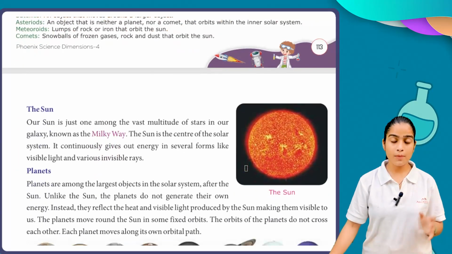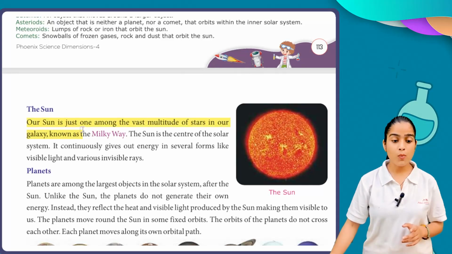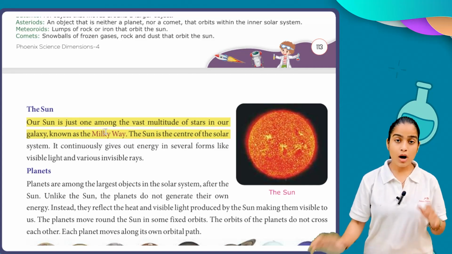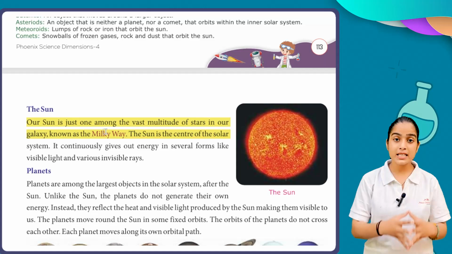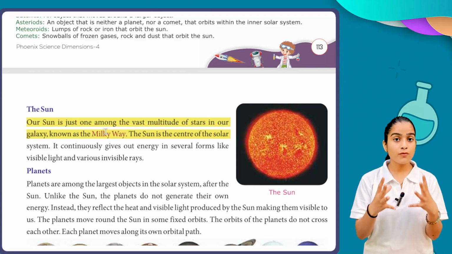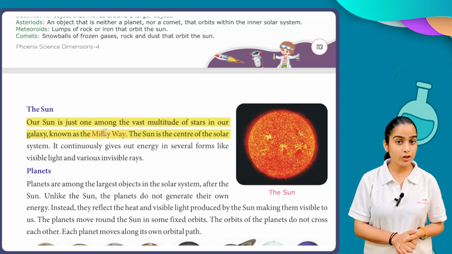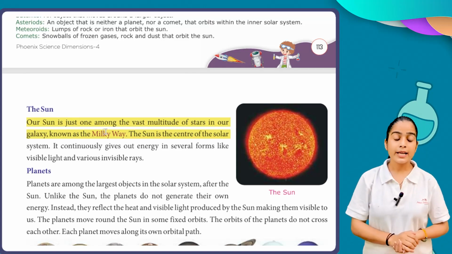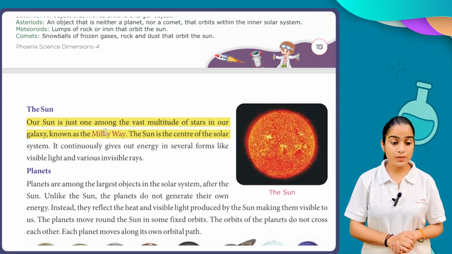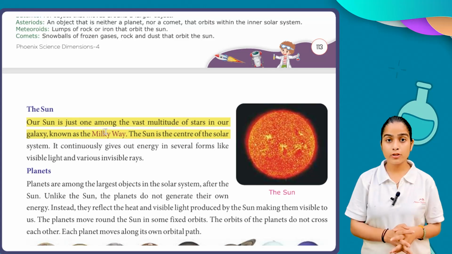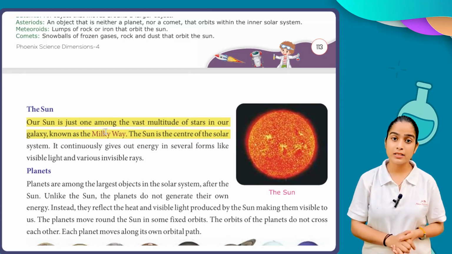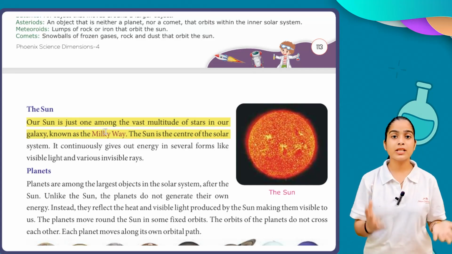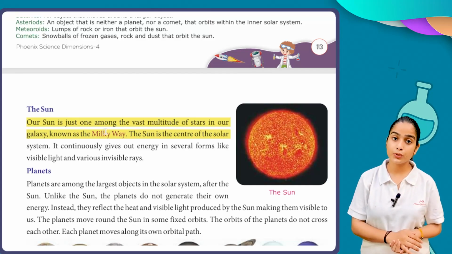Now first we will learn about the sun. So our sun is just one among the vast multitude of stars in the galaxy known as the Milky Way. So our galaxy is known as the Milky Way and the sun is the main hero of that Milky Way. The sun is the center of the solar system, as we already discussed, with all other planets rotating around the sun. It continuously gives out energy in several forms like visible light and various invisible rays. We also heard about the UV rays the sun gives, which are invisible rays, and we see the visible rays as well, which are very important for our day-to-day functions.